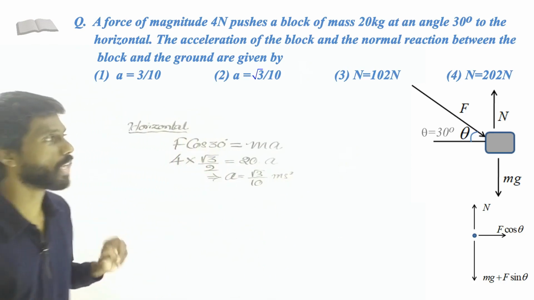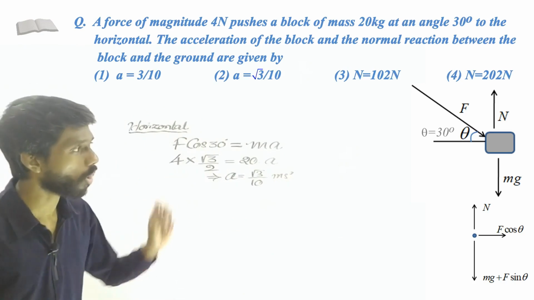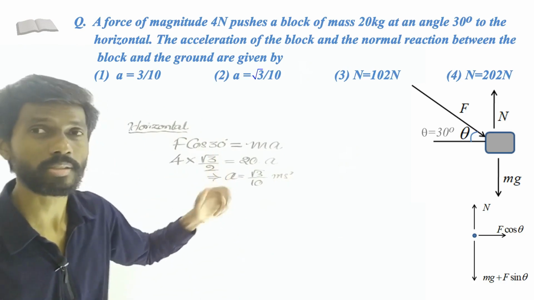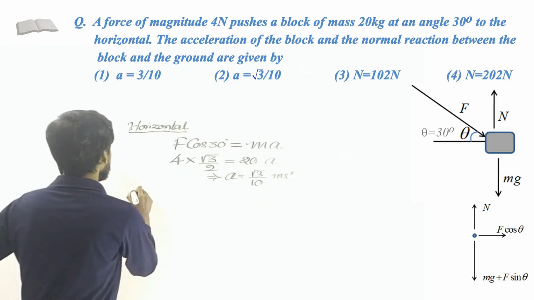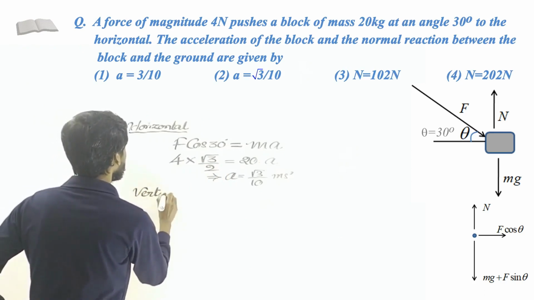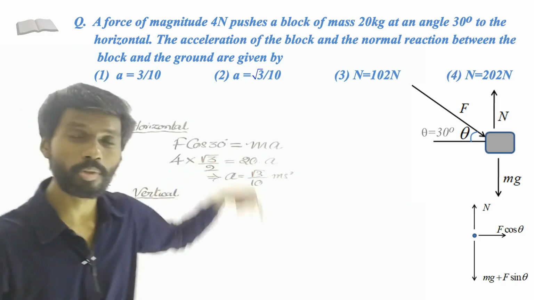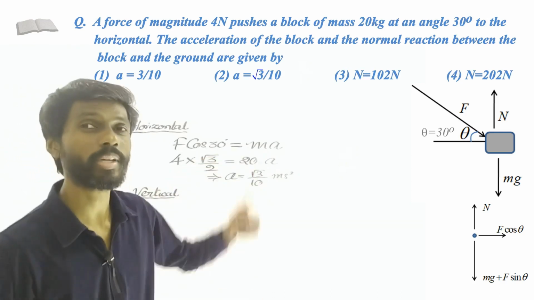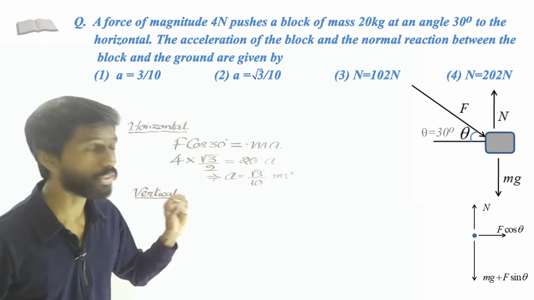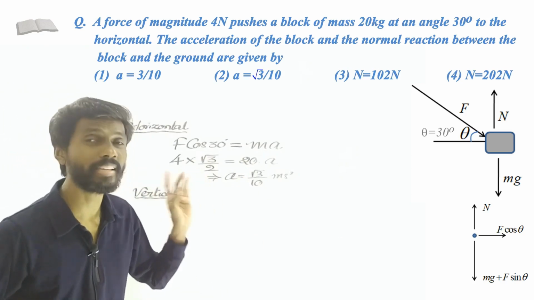Done. Now we have to find the normal reaction. The normal reaction in the vertically upward direction is what we need to find. So let us consider the forces acting in the vertical direction. What are the forces acting in the vertical direction? Of course, there is a gravitational force in the downward direction and the normal reaction in the vertically upward direction, and we also have the component of the force F in the vertical direction.